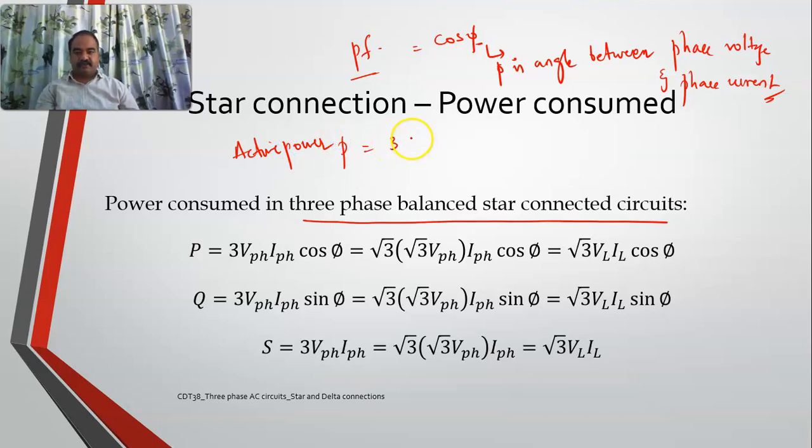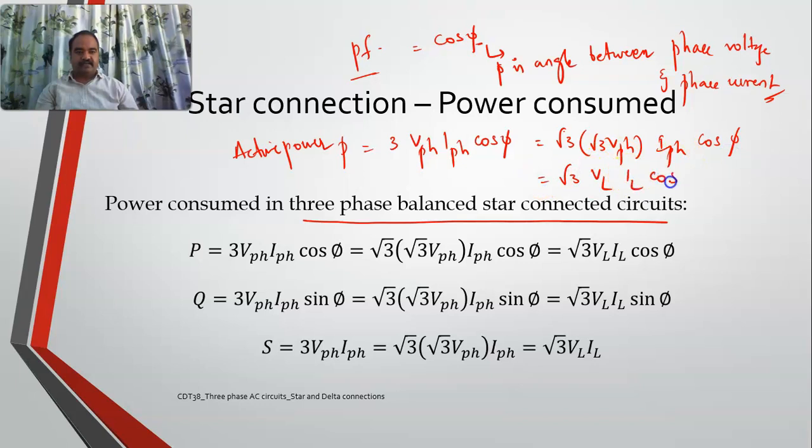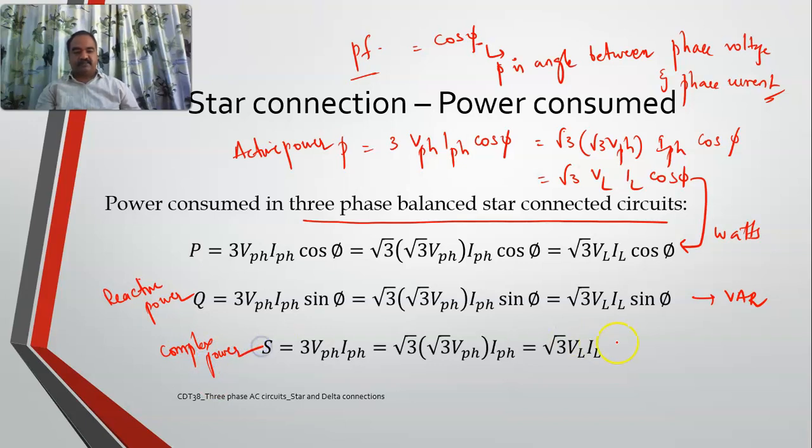Since I do have three phases, it is 3 VPH IPH cos phi. Isn't it? Now I can write this as root 3 into root 3 V phase into I phase into cos phi in star connected circuits. What is root 3 V phase? It is VL. I phase is IL. So I can write it as root 3 VL IL cos phi, and its units are watts. Similarly, Q, which is reactive power, we will be getting root 3 VL IL sin phi. Its units are var. Finally, complex power or total power, whatever you call it, is measured in VA.